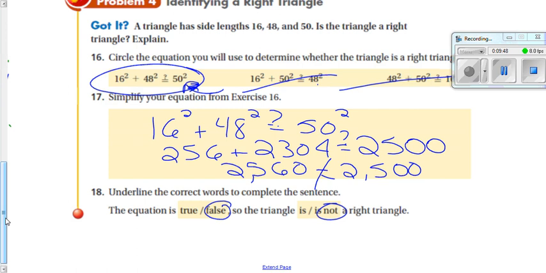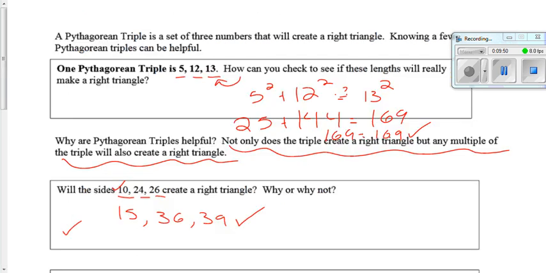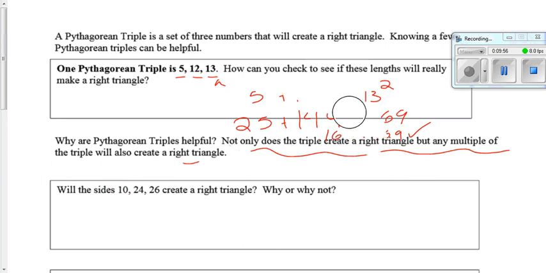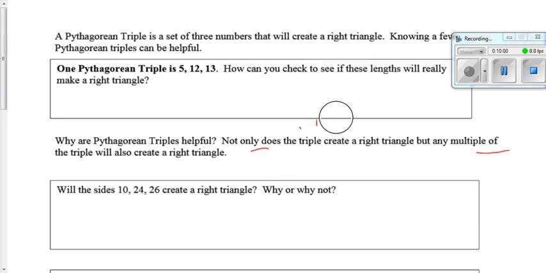All right, let's move on to the last page. Oops, sorry. See, totally already did it. Okay, so we're going to talk about Pythagorean triples. A Pythagorean triple is a set of 3 numbers that will create a right triangle every time. They are special ones that always work. Okay, numbers that people have found that always work.